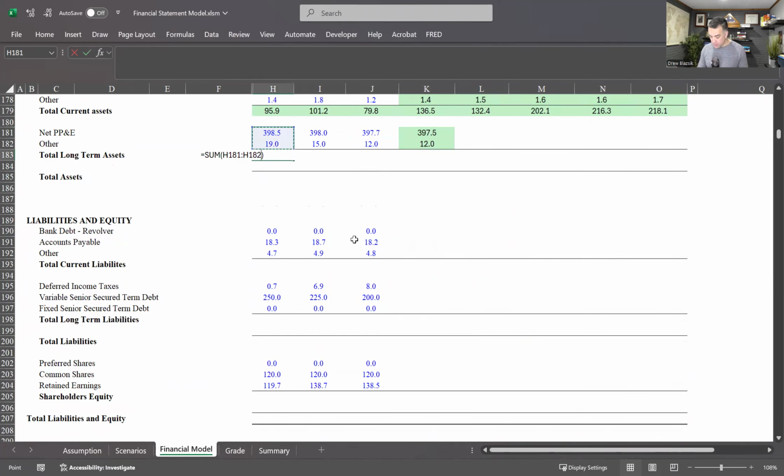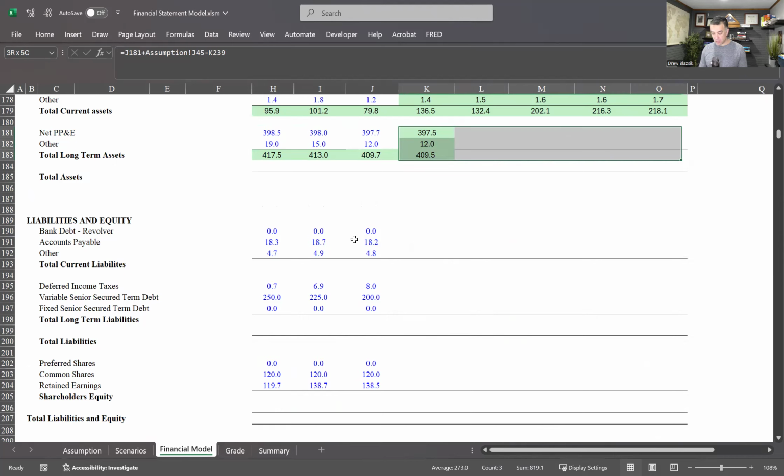And now I'm going to sum those up. Drag it to the right. So I'm going to highlight those 3, and that should be solved.